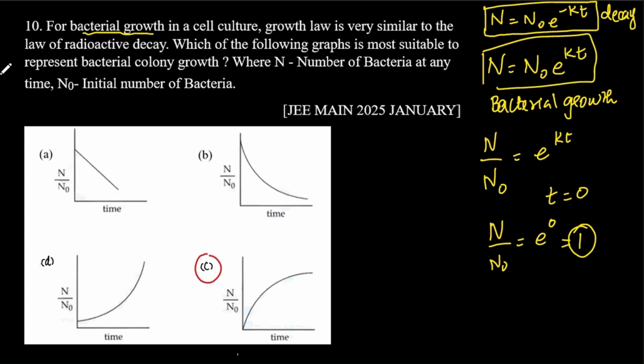In option C, first there is an increase, but it starts from 0. So as I told, at time t equal to 0, the growth is 1. So it should not start from the origin.